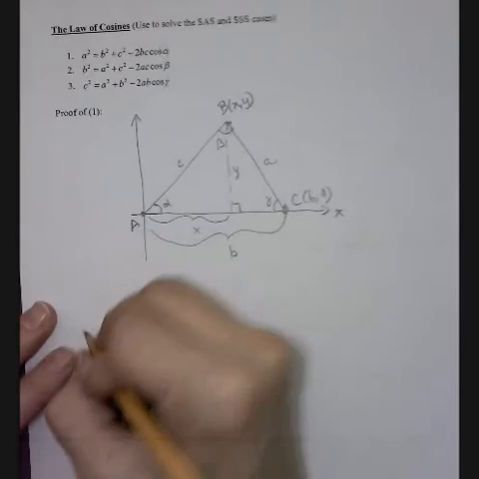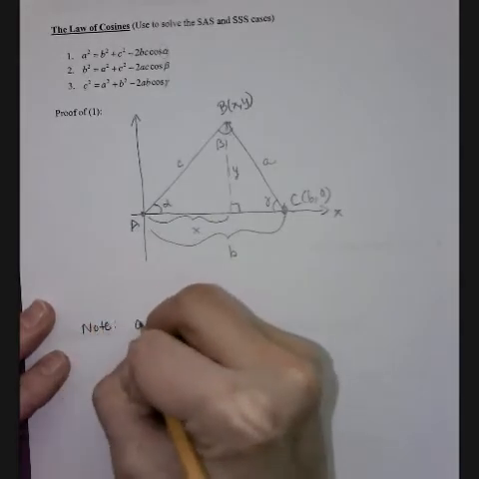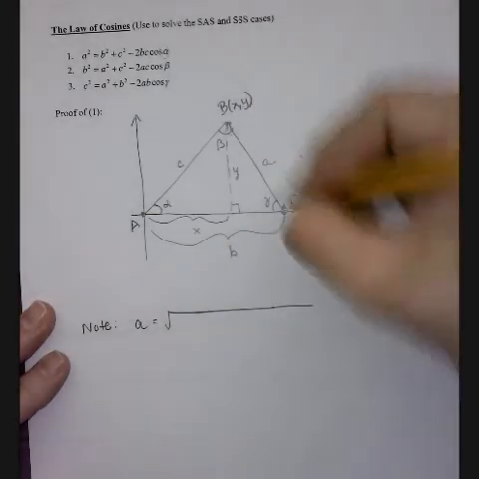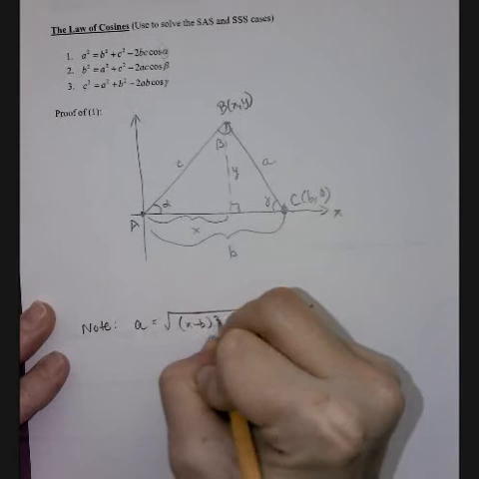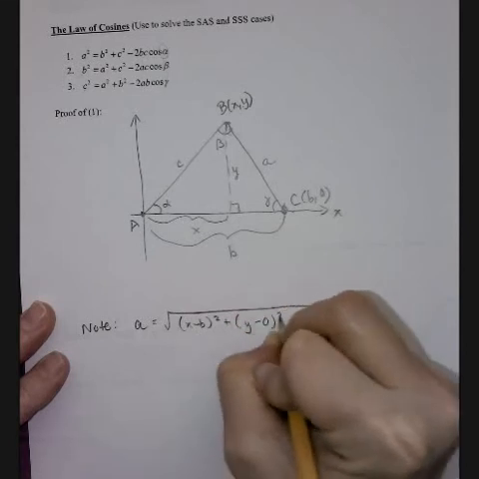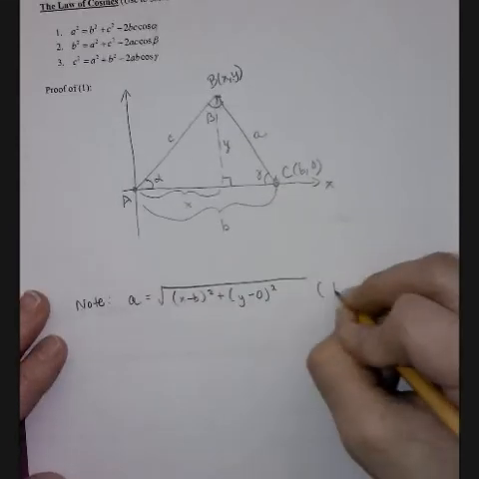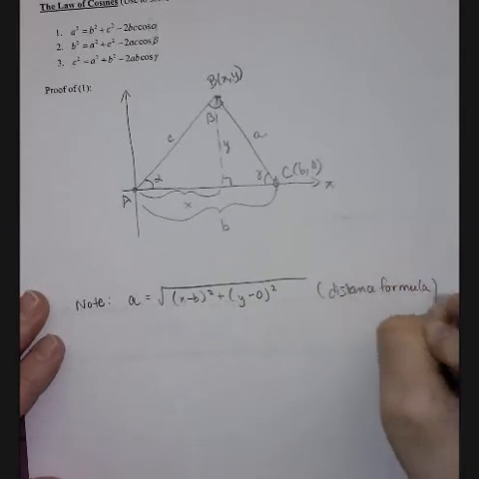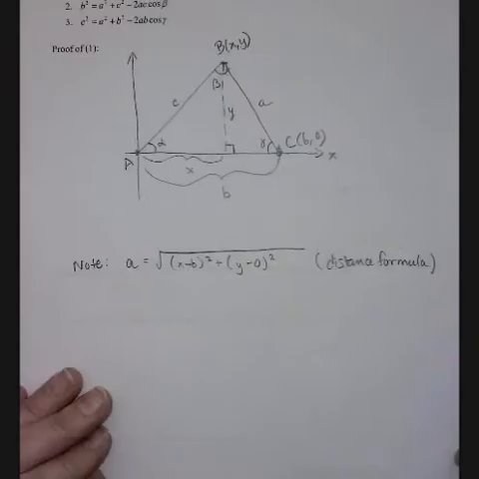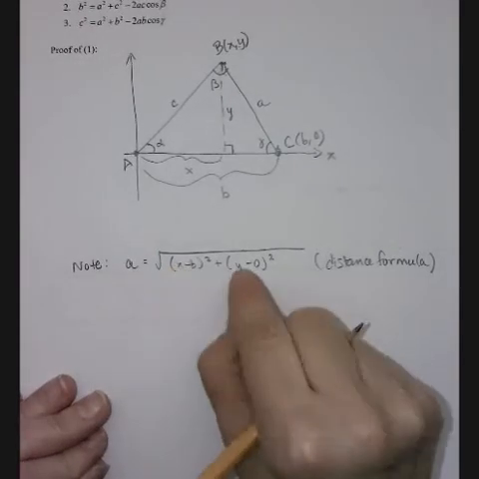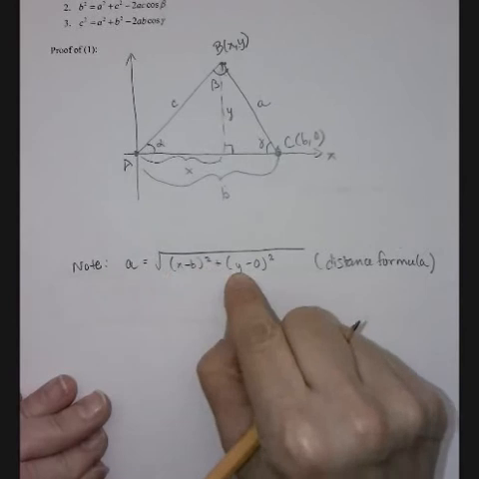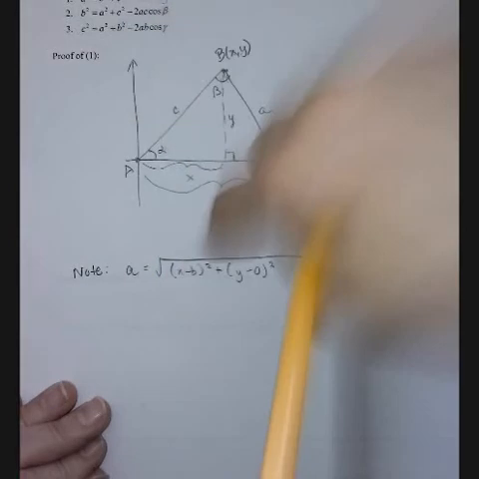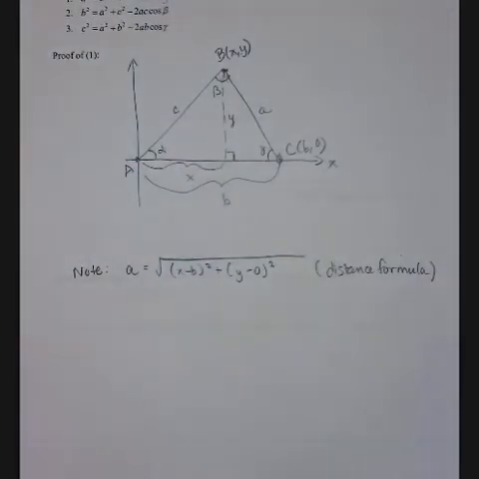So let's say A equals the square root. The difference in the, let's do x first. Difference in the x coordinate squared plus difference in the y coordinate squared. And that's from the distance formula. You could also just use the Pythagorean Theorem, of course, but that's where we get the distance formula from. So the problem here is we need to replace the x and the y in terms of alpha, beta, gamma, or A, B, C. So let's see if we can do that.